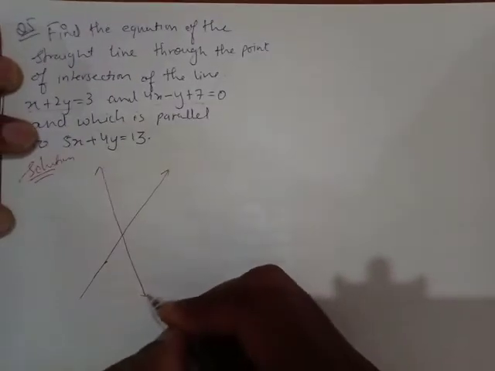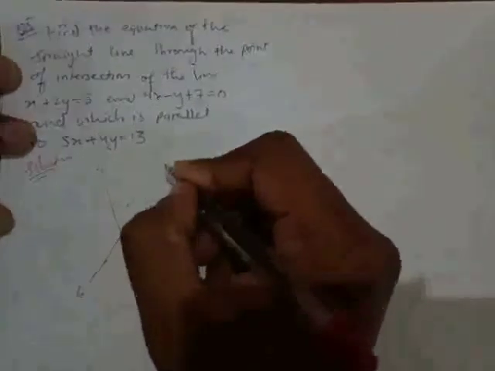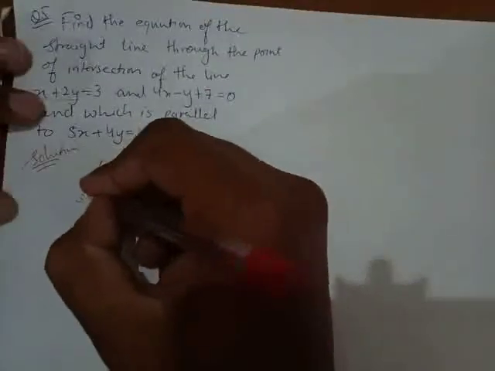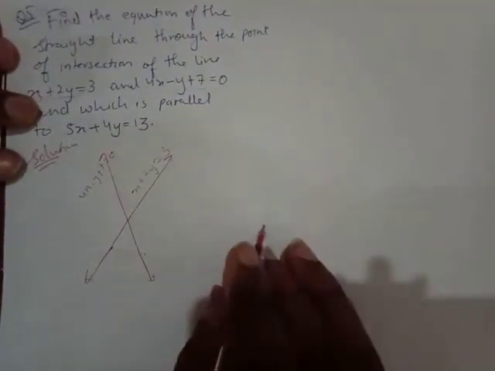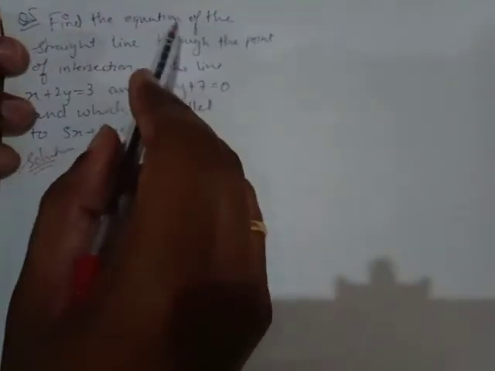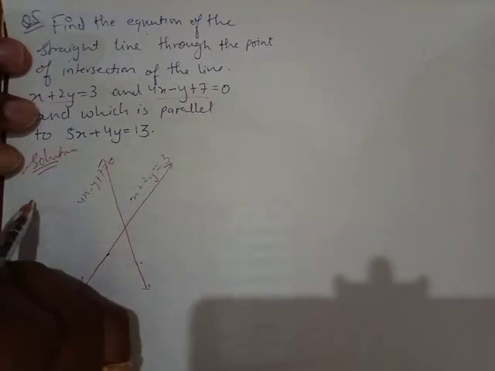Okay, so the equation of this line is, let's say, x plus 2y equals 3. The equation of this line is 4x minus y plus 7 equals 0. Now they are telling me, Gautam, find the equation of a straight line passing through the intersection. Find the equation of this line.